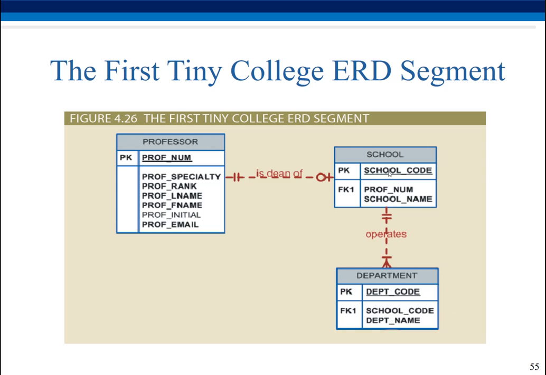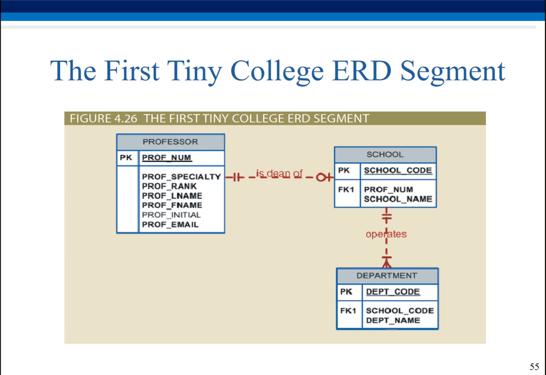And here we see the primary key and the foreign key. The primary key is school code. The primary key here is professor number. And then the foreign key here is the professor number over here, and that is related to the primary key in the professor table in here.